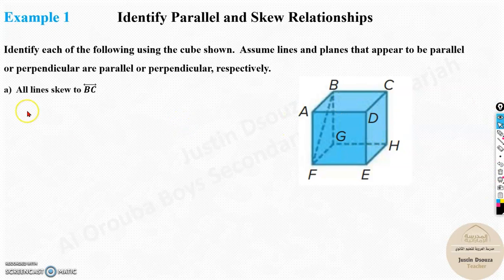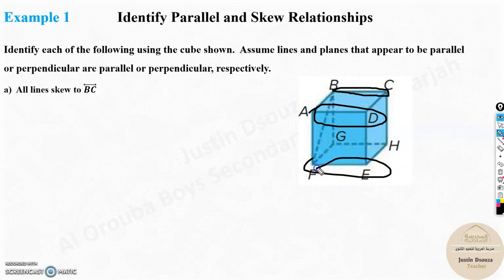Now, they have given us the question: all lines skew to BC. So this is the line over here, BC. Which are the skew lines which do not intersect it? Now, if you're thinking AD, EF, wait a minute, because FE and AD are parallel lines, even GH. They're parallel lines, so don't consider them. Consider other than the parallel lines, those which do not intersect.